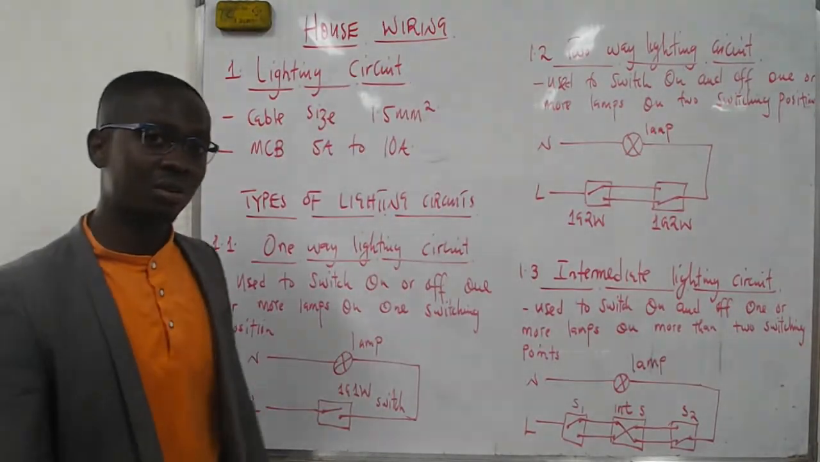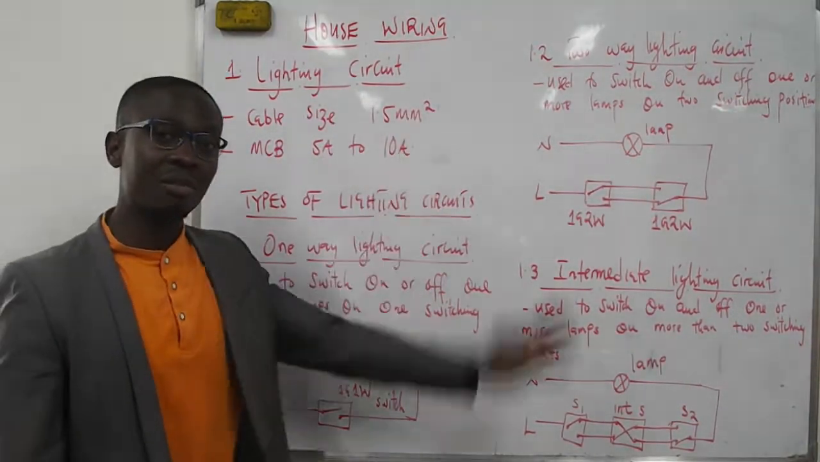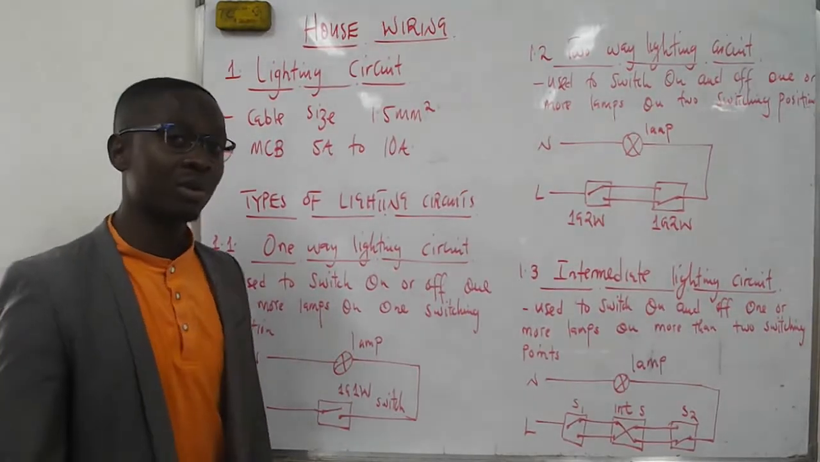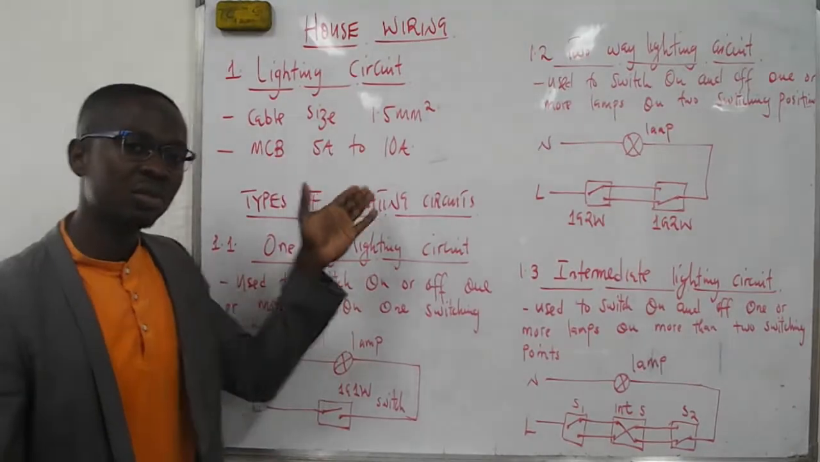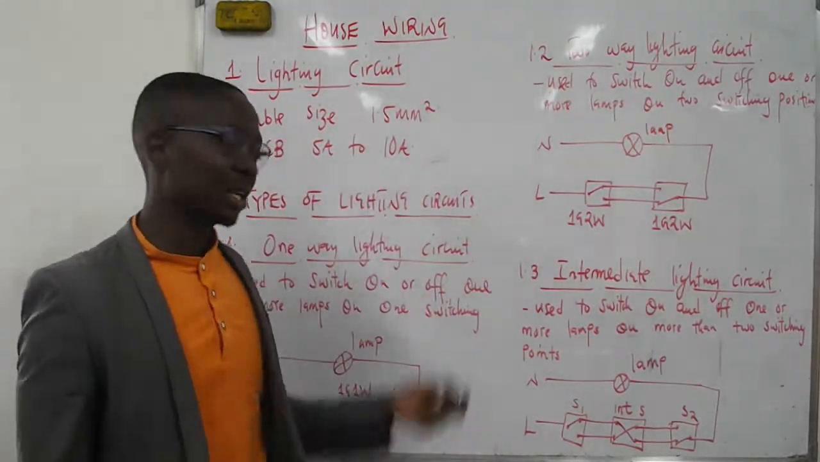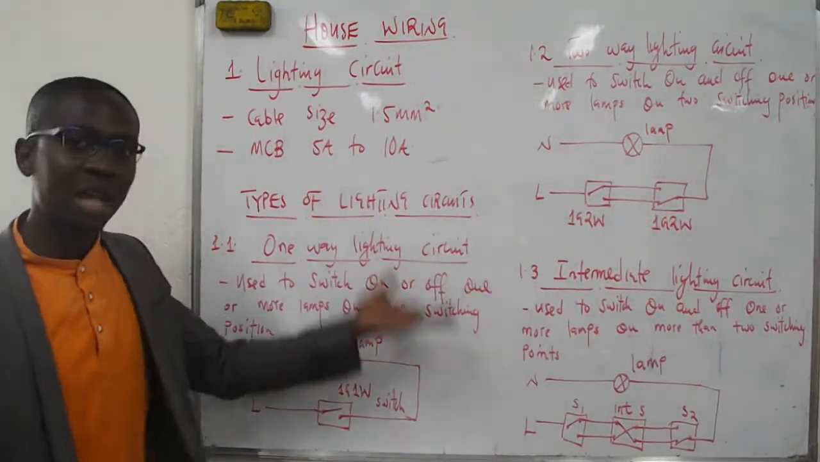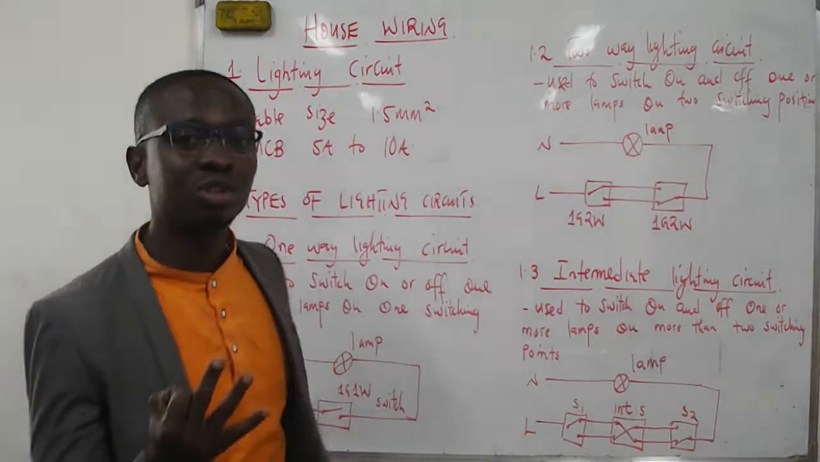For the lighting circuits, the conditions are: the recommended cable size is 1.5 millimeter squared, and the miniature circuit breaker, or MCB, is from 5 to 10 amps mostly. That's what we use. And then we've got types of lighting circuits. Basically, there are three types of lighting circuits.